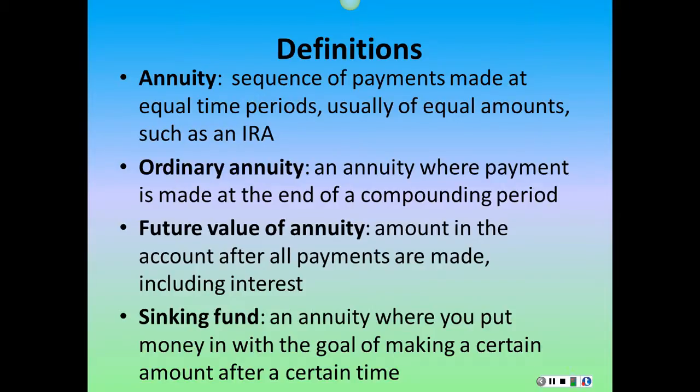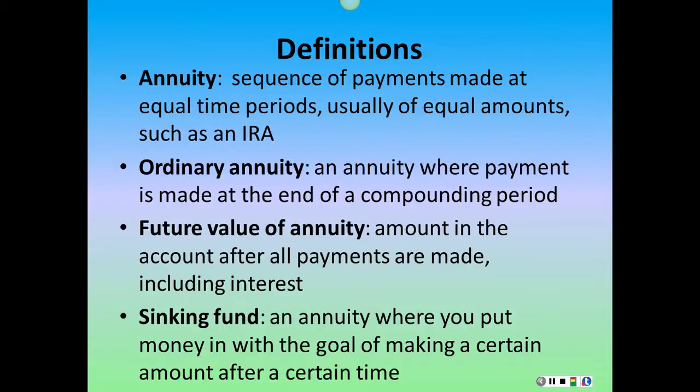An annuity is a sequence of payments made at equal times, and typically of equal amounts. An IRA, an individual retirement account, if you're familiar, is one of the most common ones. An ordinary annuity is one we'll typically be focusing on, where a payment is made at the end of a compounding period. So much like compound interest, annuities use compounding to generate interest and to generate the money that they do.